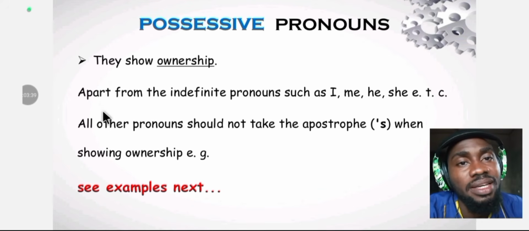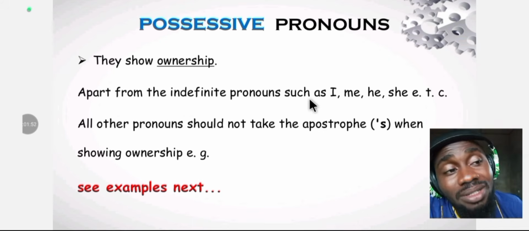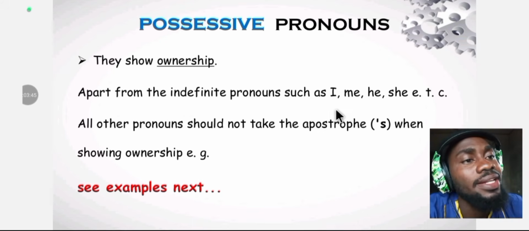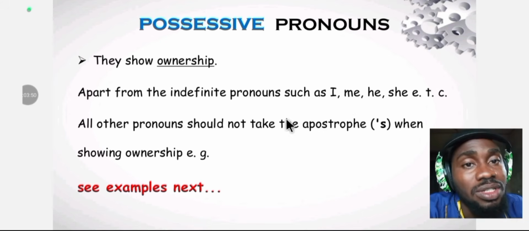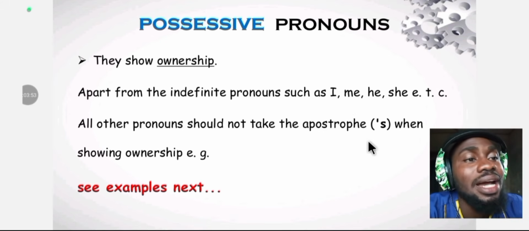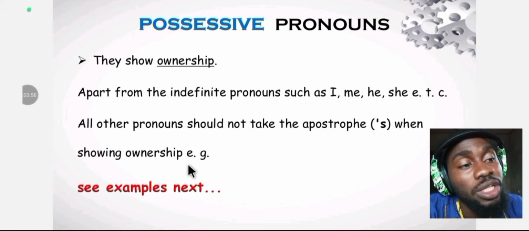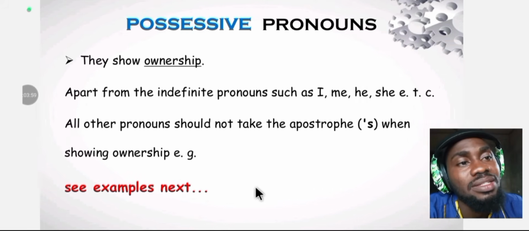Note something very important here. Apart from indefinite pronouns, which include any, anyone, anybody, nobody, some, and so on and so forth, all other pronouns should not take the apostrophe and s when showing ownership. Let's look at the examples next.